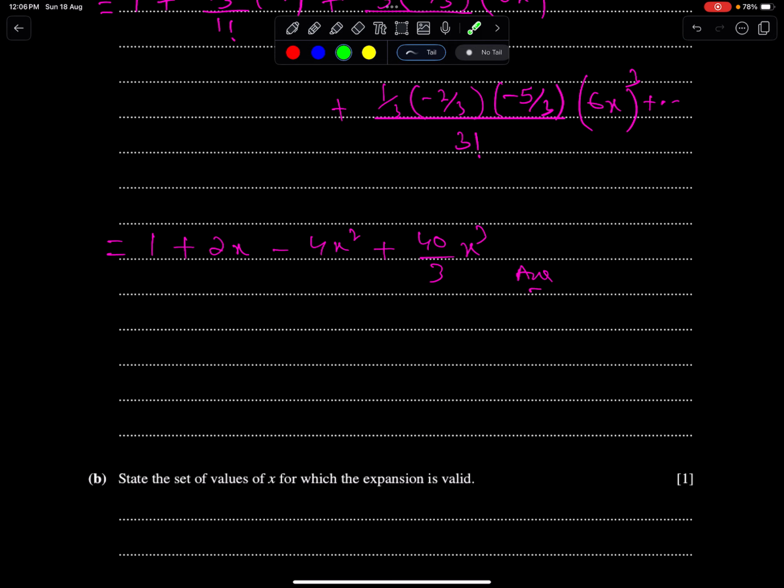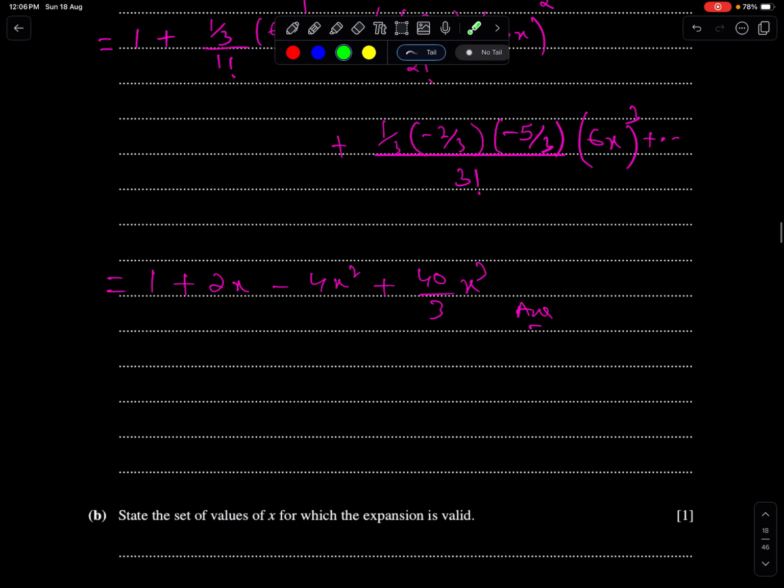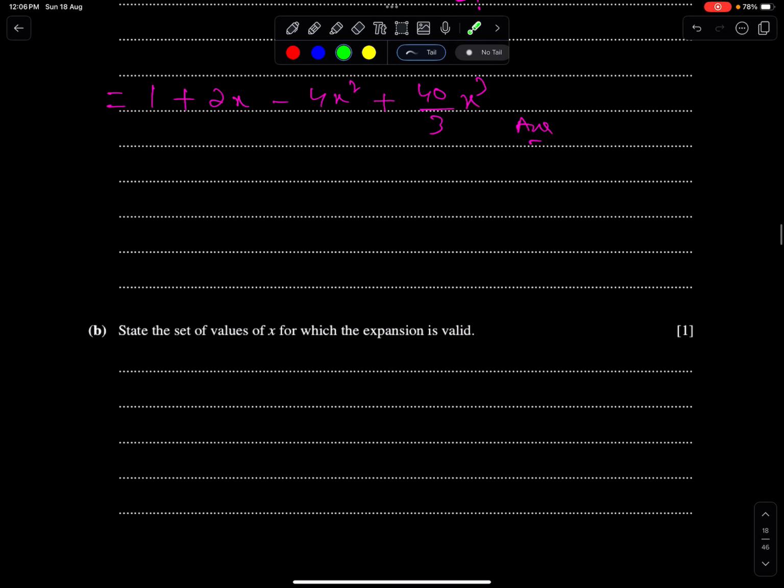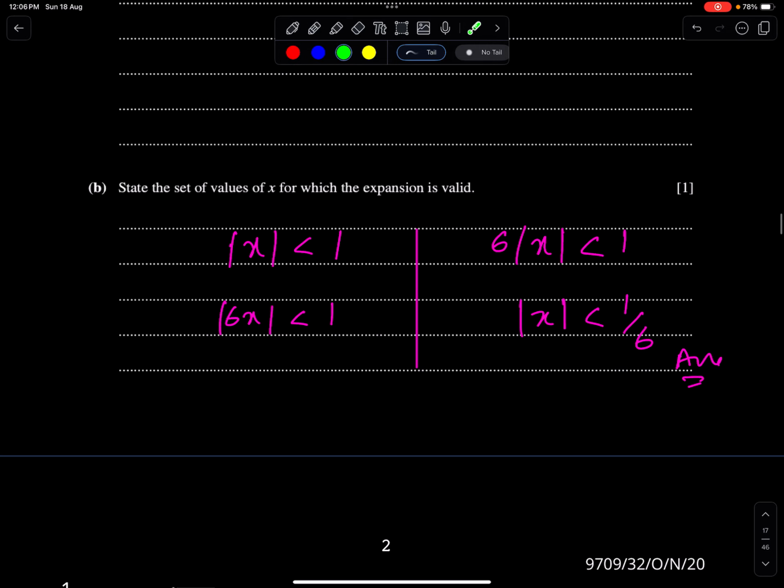Last example. We need values of x for which this expansion is valid. In fact, we have done this. I've done this thing.